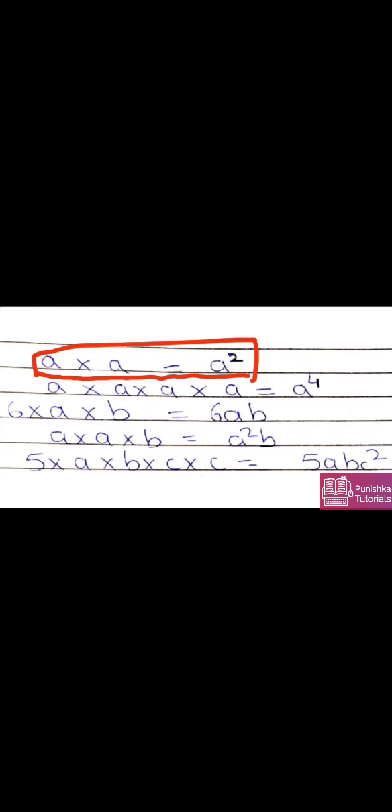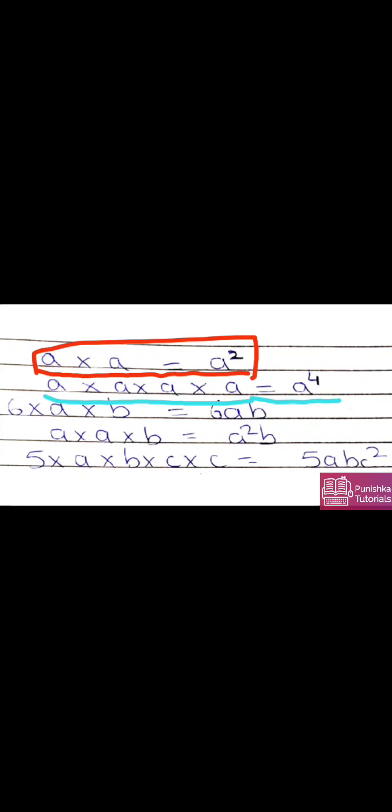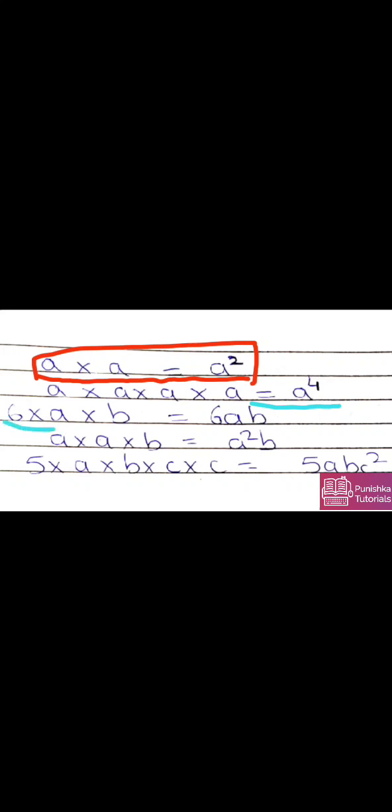Now in next example, if you see, a into a into a into a is equal to a to the power 4. Here we have multiplied the variable a 4 times. 6 into a into b is equal to 6ab. Next, a into a into b. If you observe, we have two variables here, a and b. In this example, a is multiplied twice, so we will write a square and then we will multiply with b. So the product will be a square b.